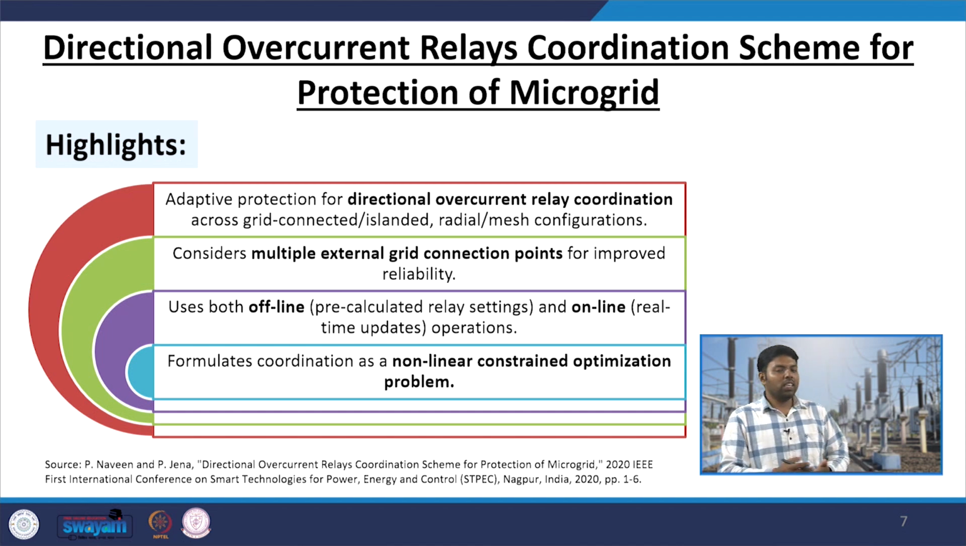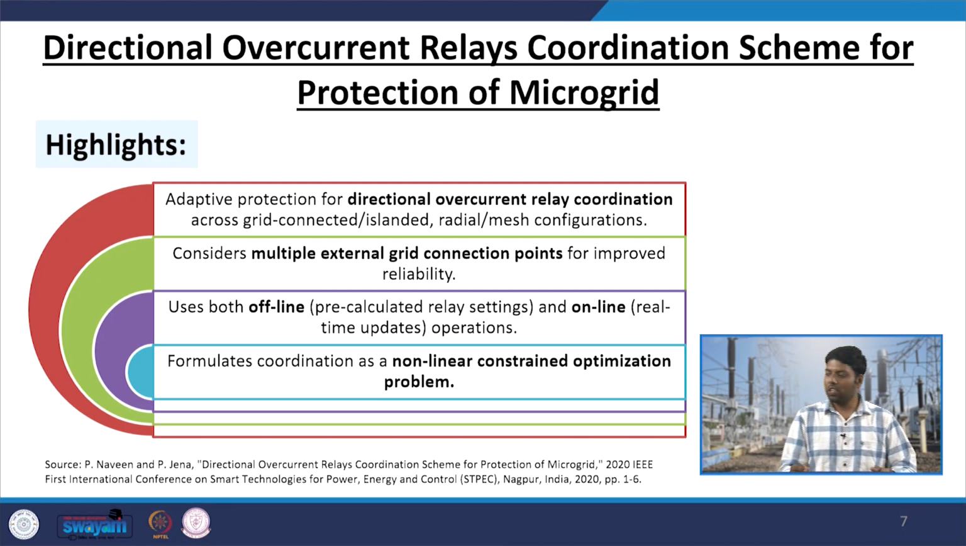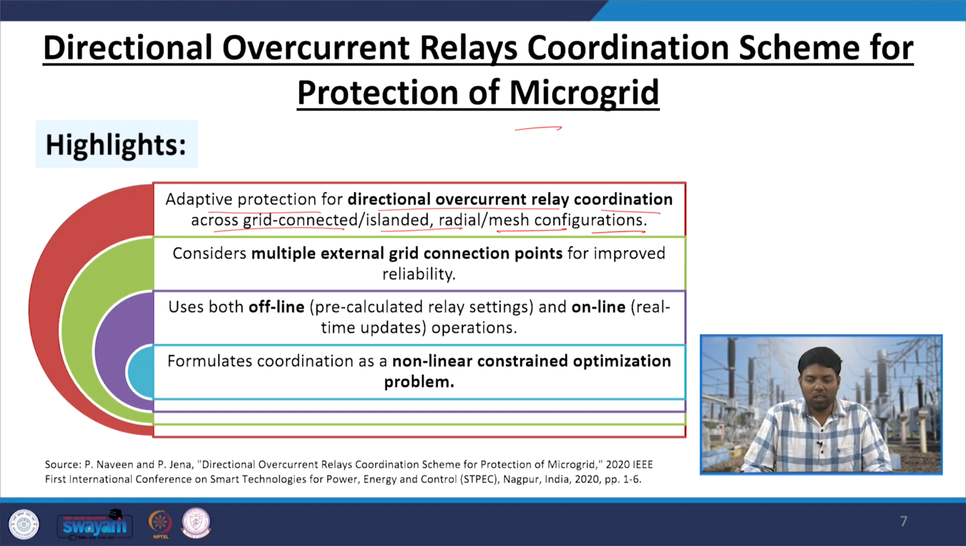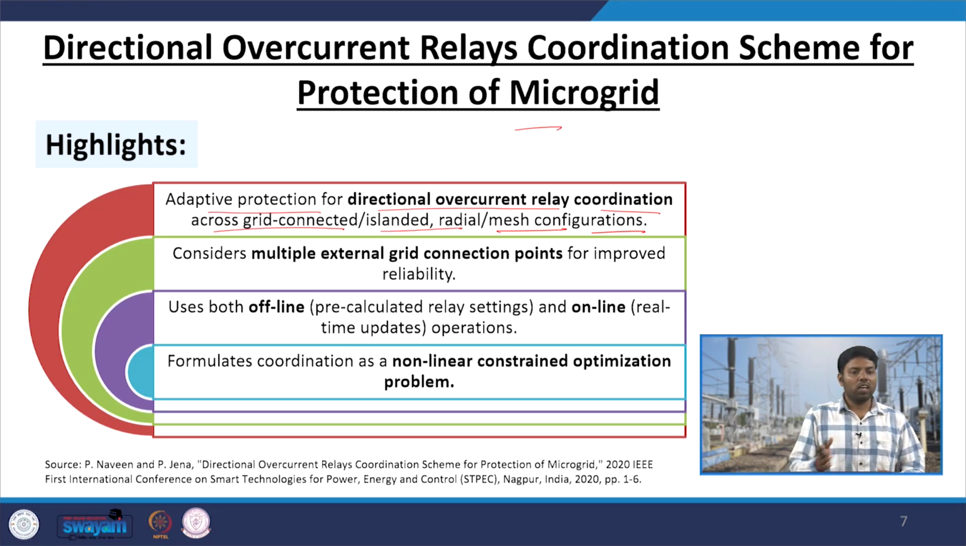Now, we will see a case study with the directional overcurrent relay coordination scheme for protection of microgrid. An adaptive protection for directional overcurrent relay coordination across grid connected, islanded, radial and mesh configuration is considered, because with varying conditions like grid connected or islanded, radial network or mesh network, depending upon the architecture and the connection, your fault current keeps on changing.